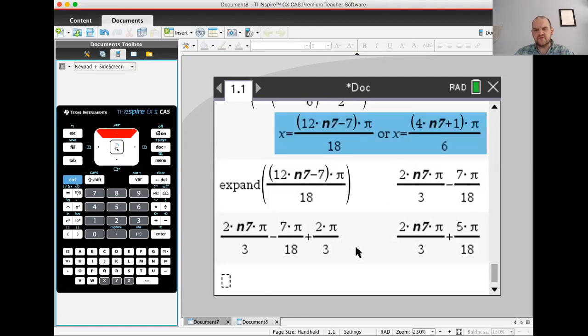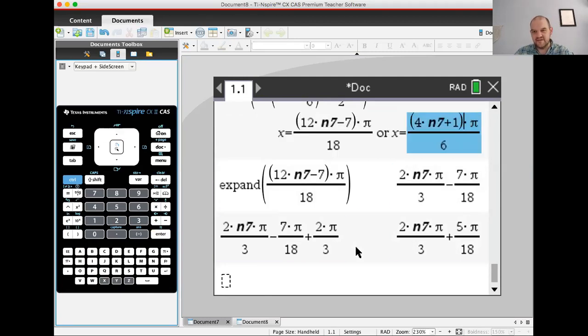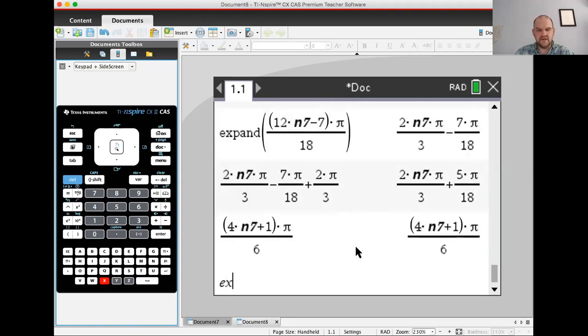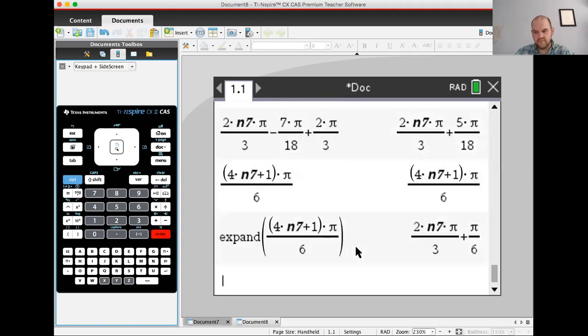And then on this one, if you look at it, I think we definitely got it right. Expand that: pi over 6 plus 2 pi over 3 n, which is what we got.